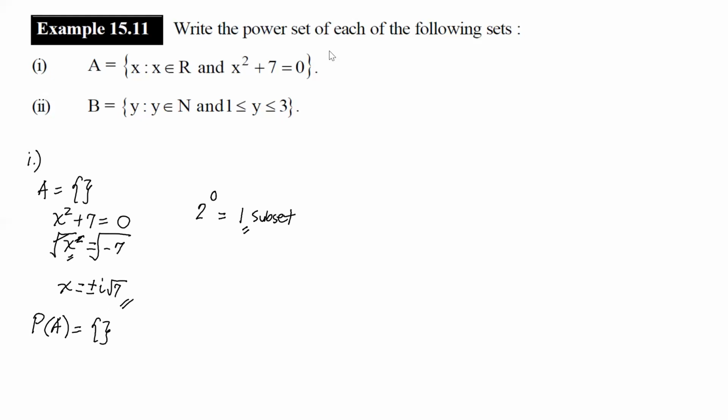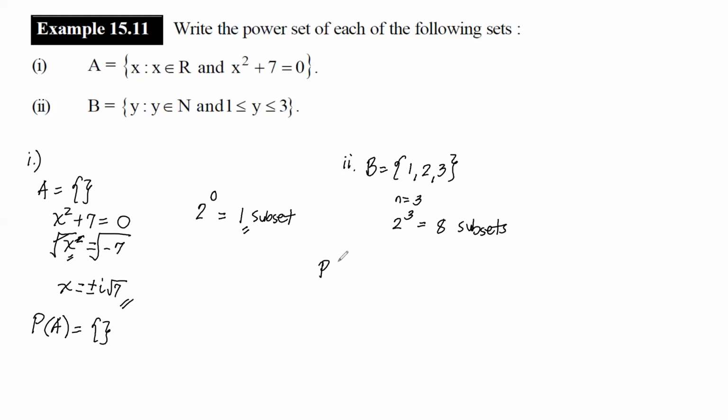Okay, next, letter B. Y such that Y belongs to the set of natural numbers and Y is between 1 and 3. So we only have natural numbers, 1 is included and 3 is also included. So for B, our n is 3. So we'll have 2 cubed, therefore we have 8 subsets.